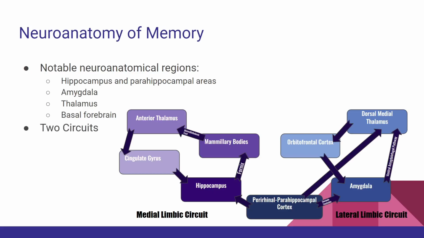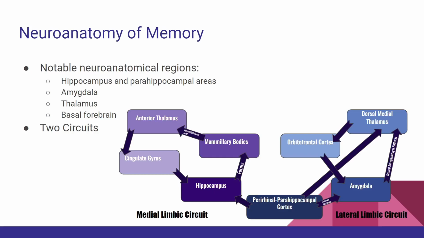And if you look to the graphic on the right, you'll see that there's two circuits associated with our memory systems. There's the medial limbic circuit, which travels from the perirhinal parahippocampal cortex onto the hippocampus, to the mammillary bodies via the fornix, from the mammillary bodies to the anterior thalamus via the mammillothalamic tract, back to the cingulate gyrus, and then back to the hippocampus.